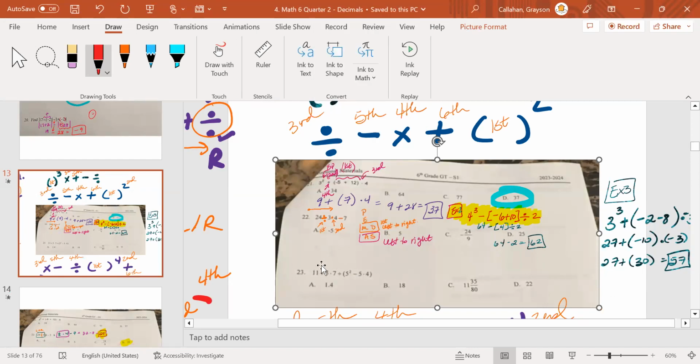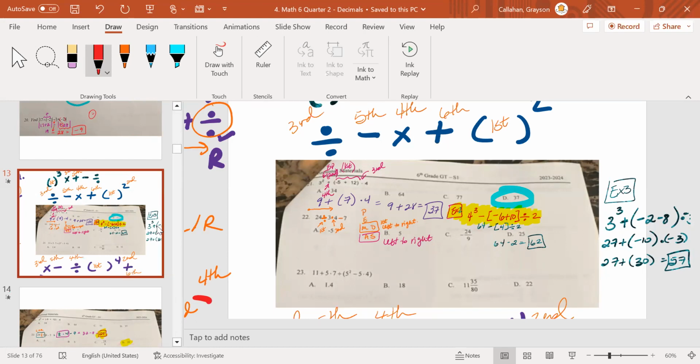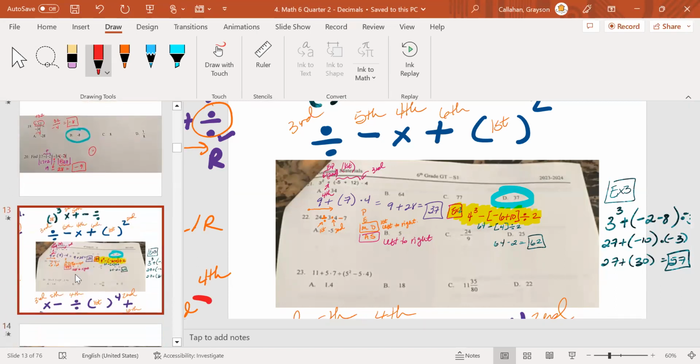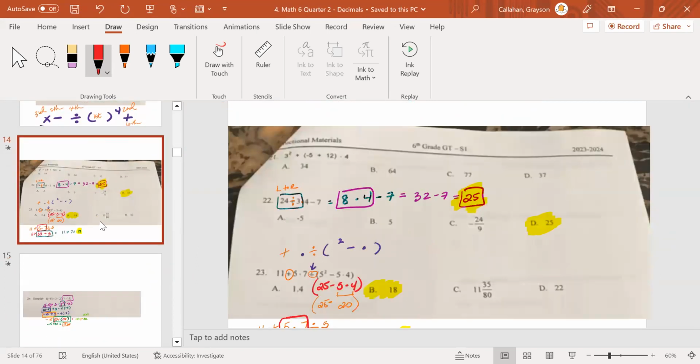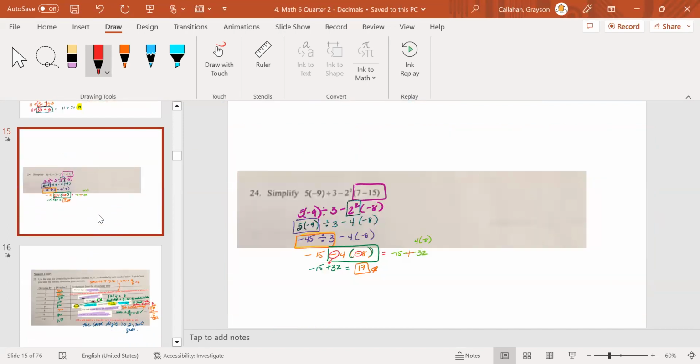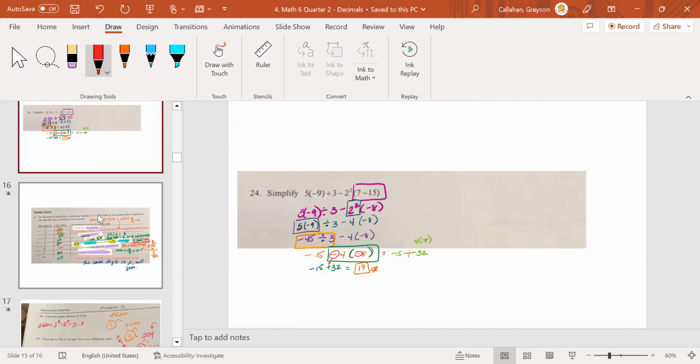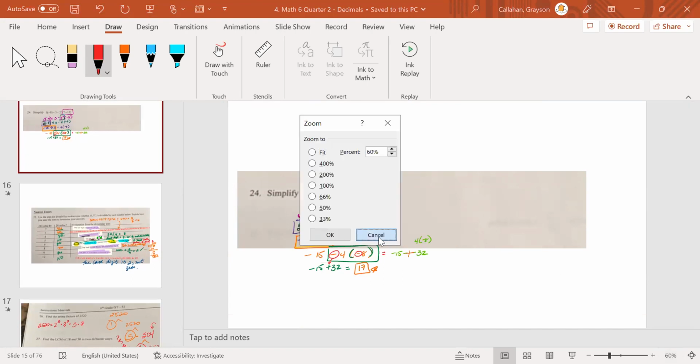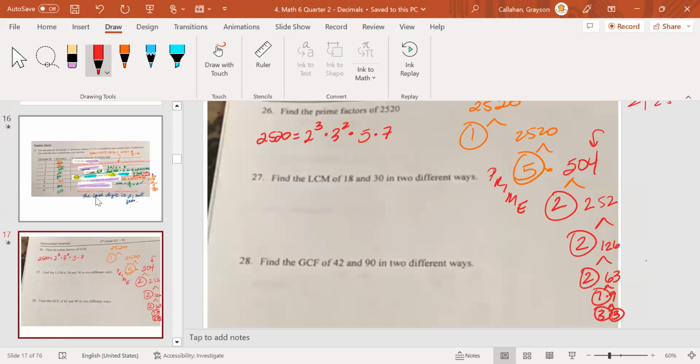But can you repeat that again? Do you need any help for 21, 22, and 23? Okay. Do you need any help for number 24? No. Okay. 25, 26, 27, 28.